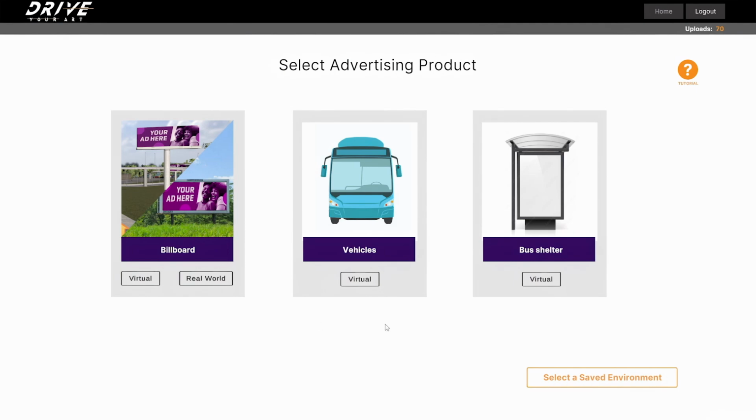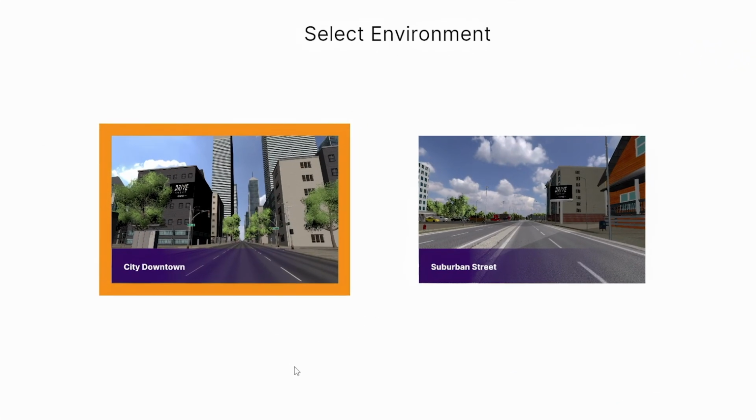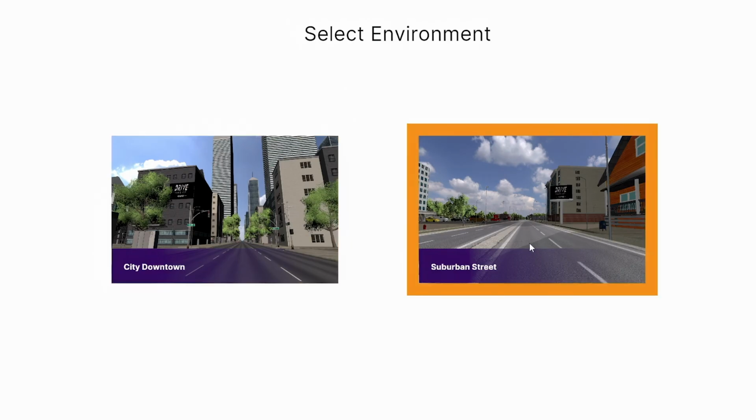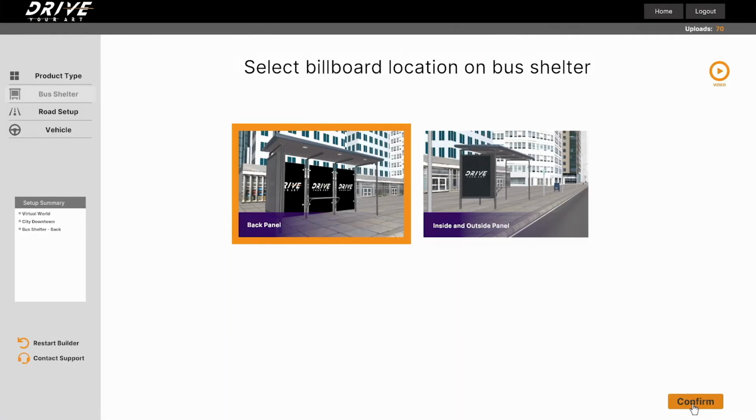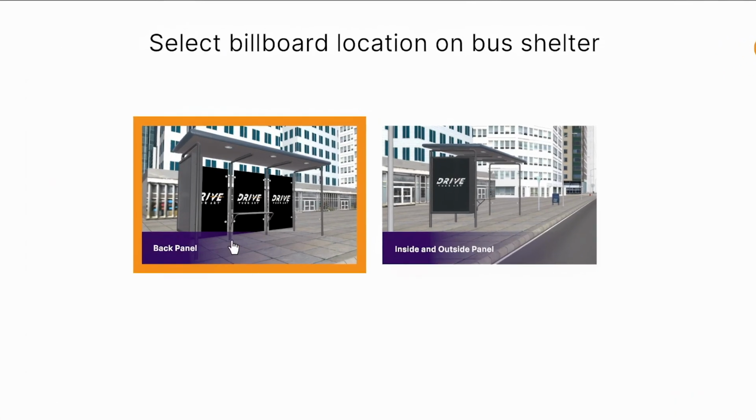From the driver's seat, you can see your artwork displayed on multiple bus shelters on both sides of the road. Choose between the city or suburban environment where your bus shelters will be placed and then click Confirm. Choose between the back panel or the inside and outside panel of the bus shelter for your artwork to be displayed. Consider the visibility and foot traffic around the bus shelter.